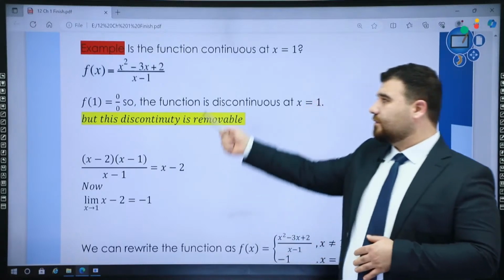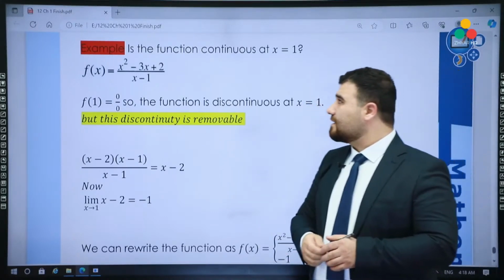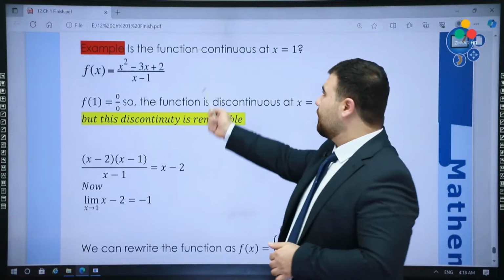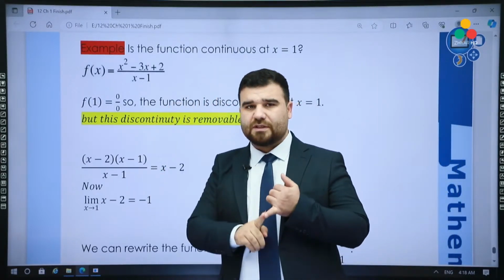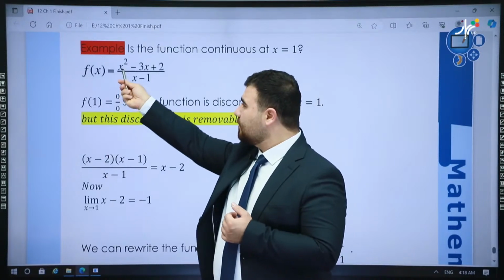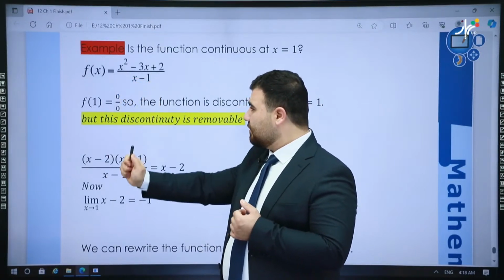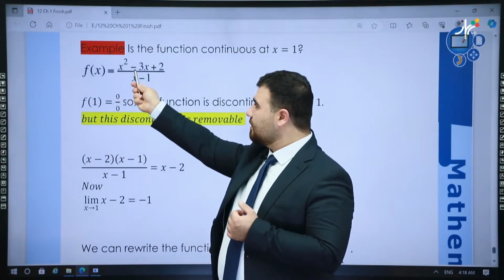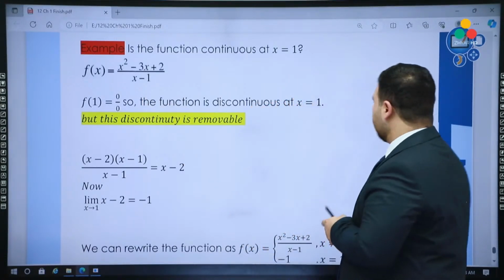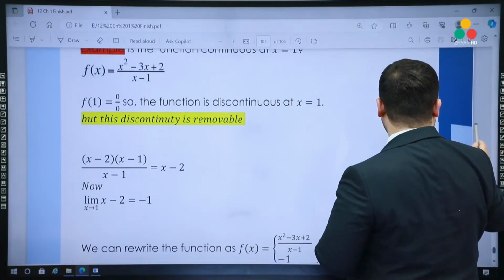Here we have this question, this example. Is the function continuous at x equal to 1? Let's see. What do we do first? Condition number 1, find f of 1. F of 1, if I put 1 in place of each x, it will be 1 squared minus 3 plus 2. 1 minus 3 is negative 2.